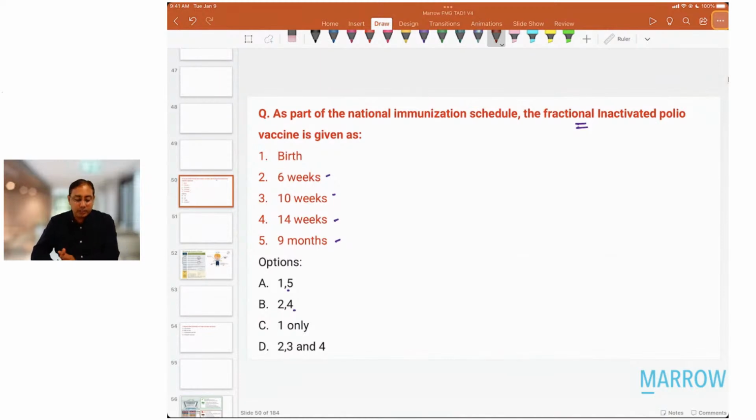So if you have understood this, as a part of the national immunization schedule, the fractional polio vaccine is given, when do we give it? It is given at 2 times. It is given at 6 weeks and also given at 14 weeks. So which one is correct? It is option number B, that is 2 and 4 are the correct answers.